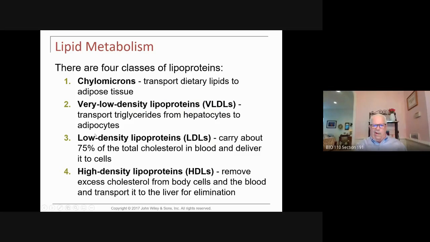But more importantly are these two, LDL and HDL. You've heard of them before. Low density lipoproteins is 70% of your total cholesterol. And HDL, which is the other 25%, they remove excess cholesterol from body cells and take it to the liver for elimination. So know the 4 classes of lipoproteins.